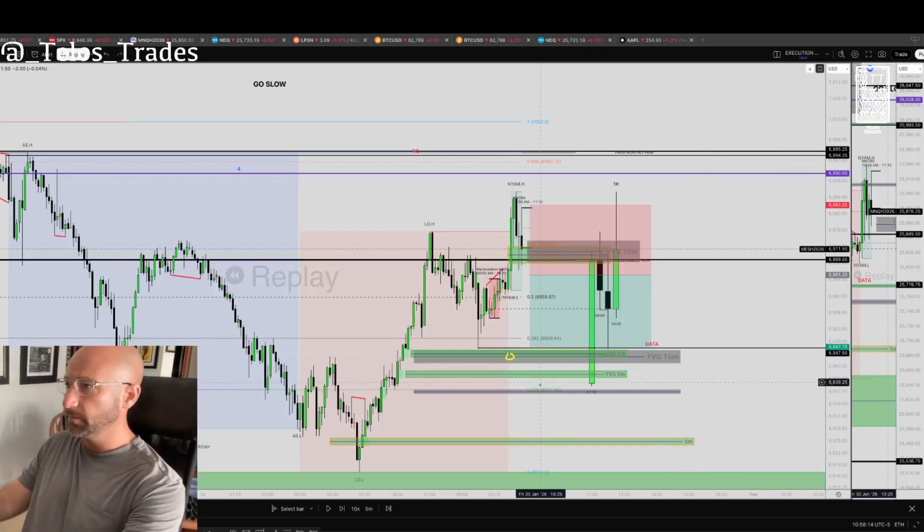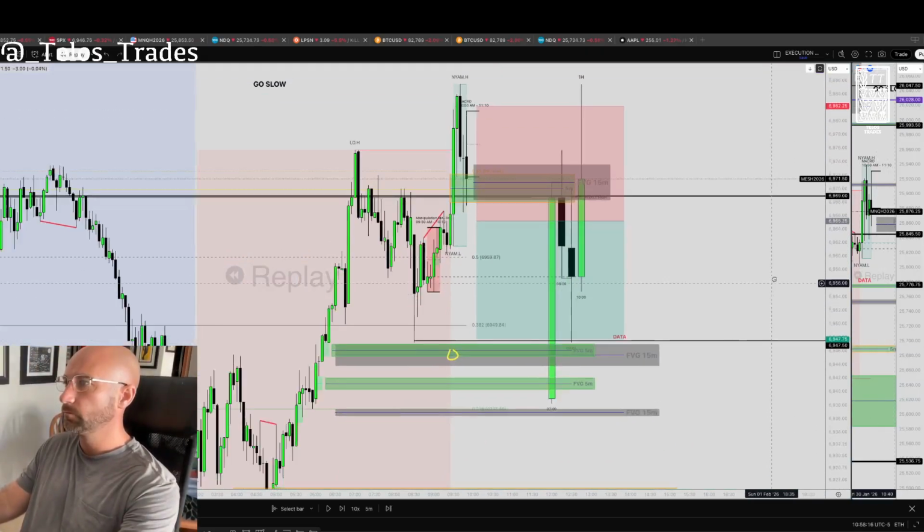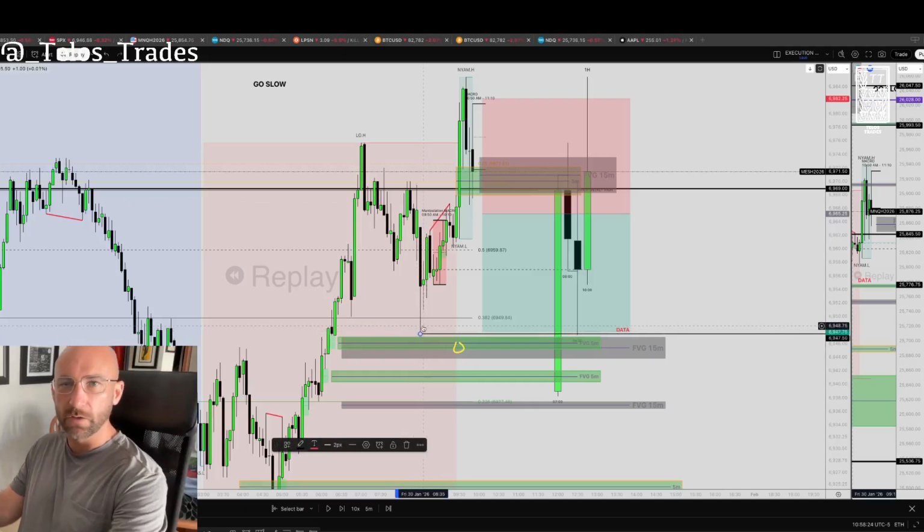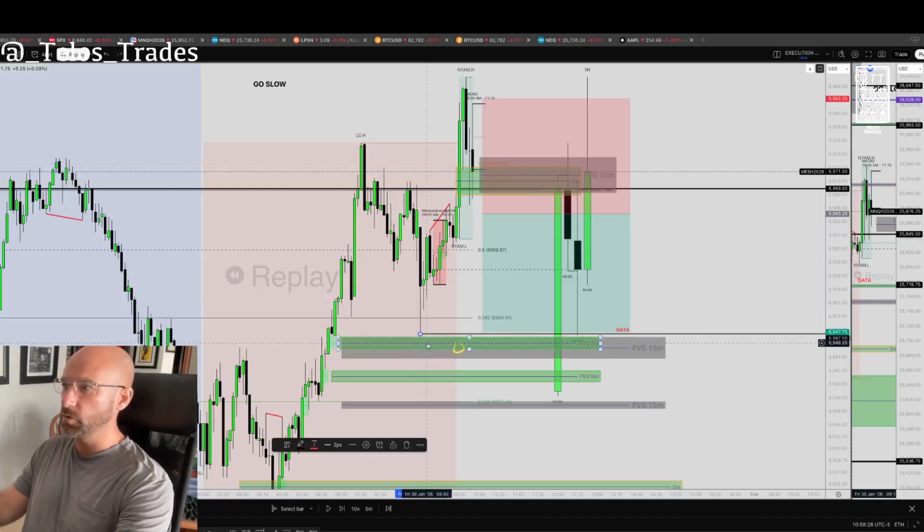And if you look here, we have data lows. So we have PPI at 8:30. So not only do we have data lows here, we also have this green box, a 5 minute fair value gap, a 15 minute fair value gap, a 5 minute fair value gap.